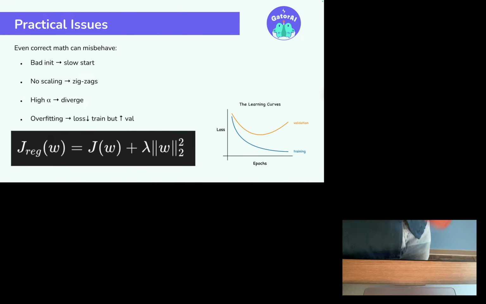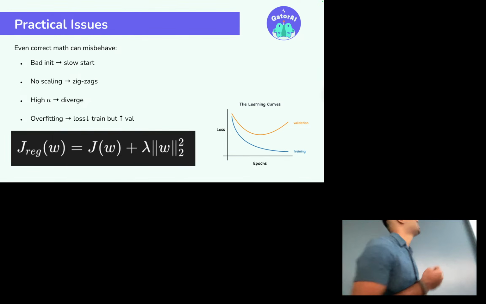Now let's talk about a few practical issues pertaining to optimization and gradient descent. Even though the concept of gradient descent is fairly simple, there are a few challenges that come with it. One of the challenges is bad initialization. If all of your weights and biases start at 0, for example, your gradients won't really have any meaning, even if you do get a value.